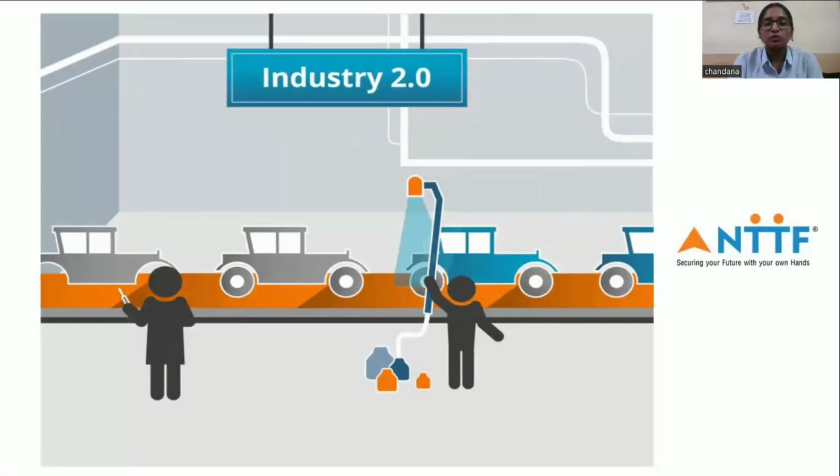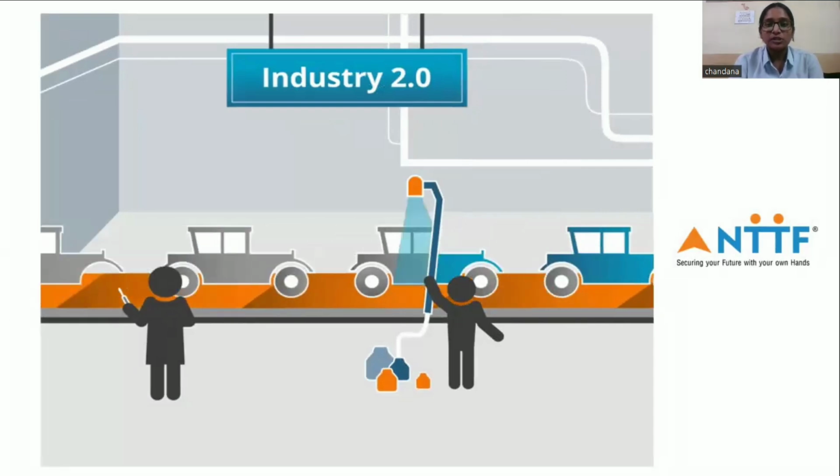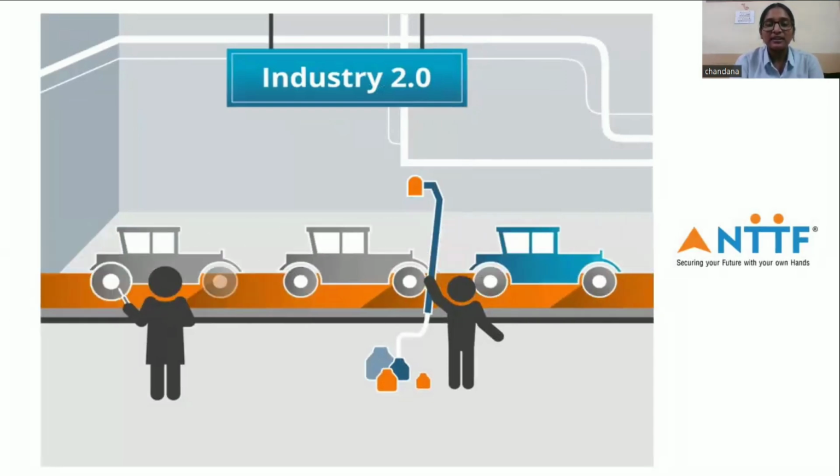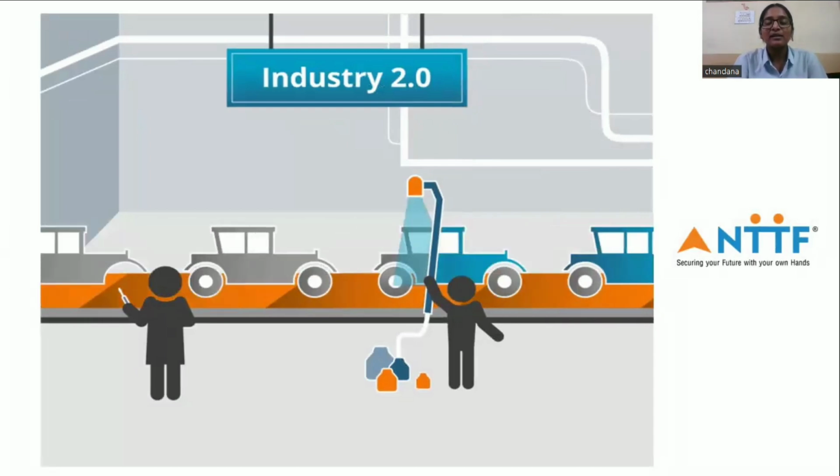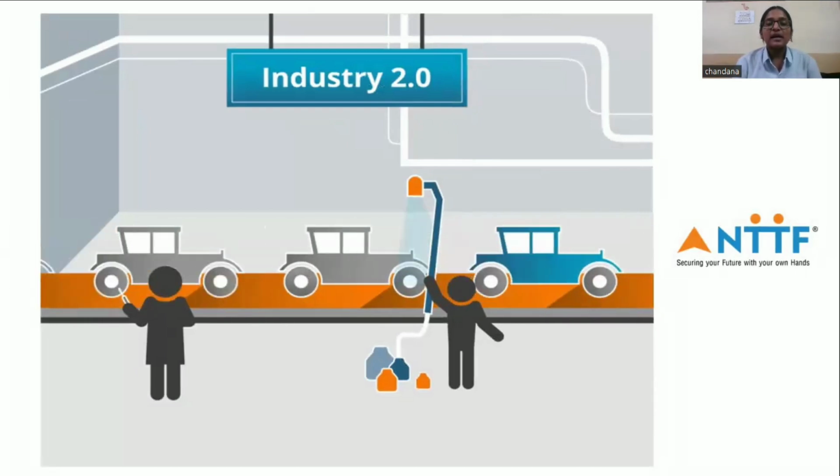Next, we have Industry 2.0. Industry 2.0 started in 1870, and this industry consisted of the mass production assembly line. For example, we have chain conveyors.